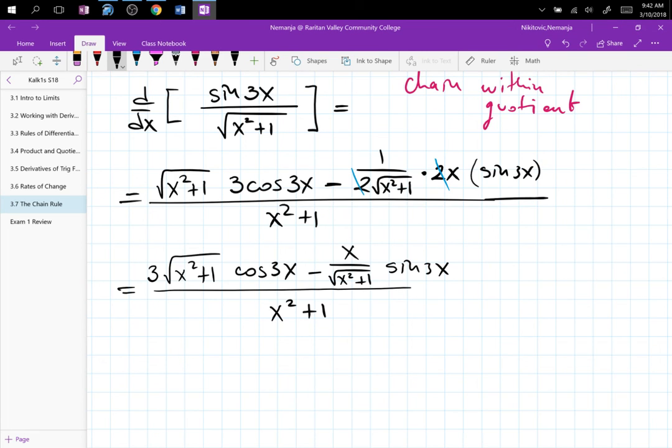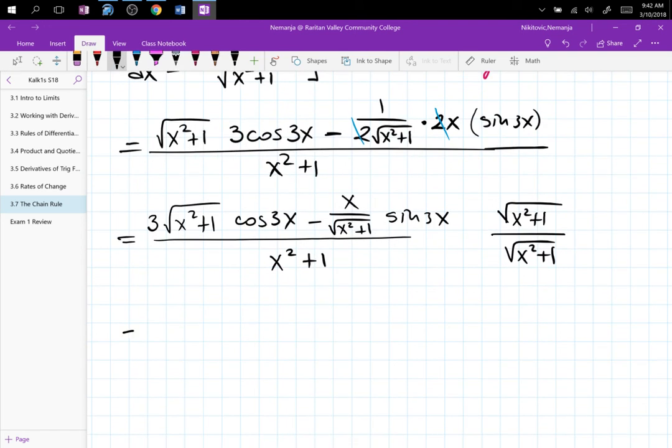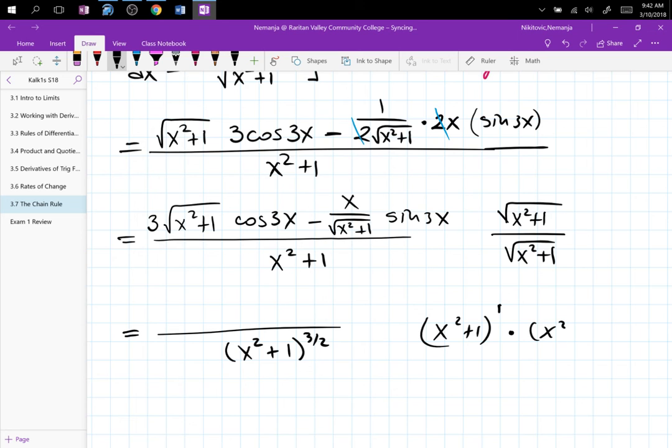Now what I can do to make this better is to multiply by square root of x squared plus 1. Now in denominator this gains an exponent of 3/2, right? Because you have x squared plus 1 raised to the first power times x squared plus 1 raised to the 1/2 power. 1 plus 1/2 is 3/2. So we have 3/2 exponent in the denominator.